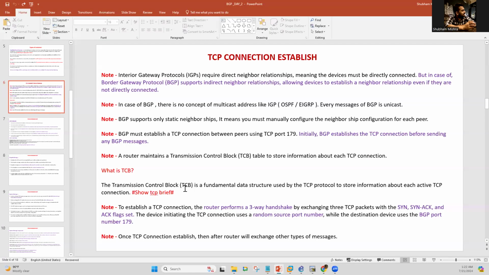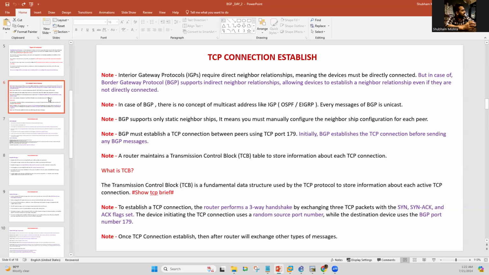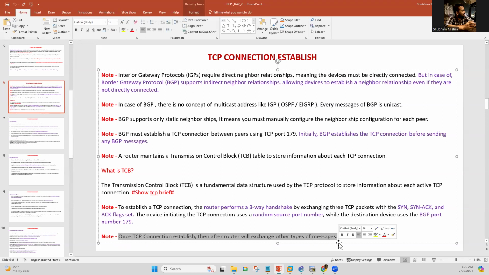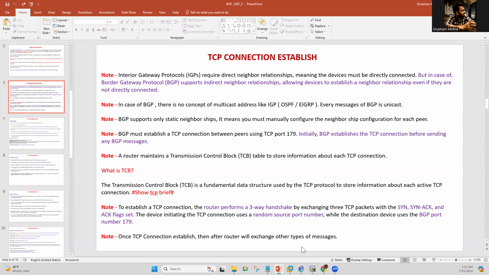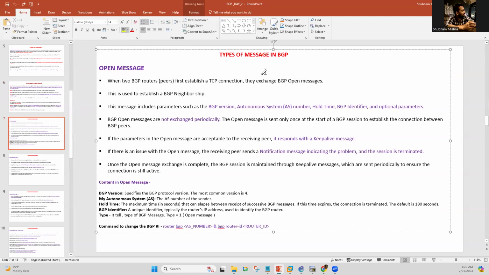Okay, cool. So guys, I already told you multiple things about the TCP connection in BGP. Now after that, when two devices establish a TCP connection, the routers start exchanging other types of messages. What are those other types of messages? The first message is what?